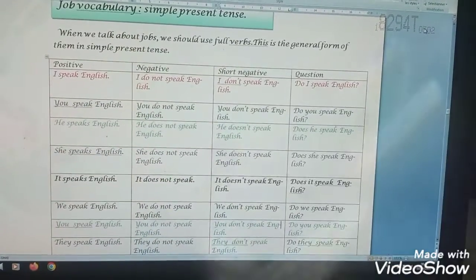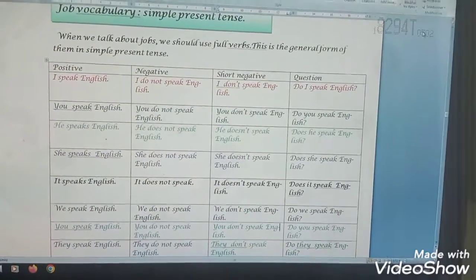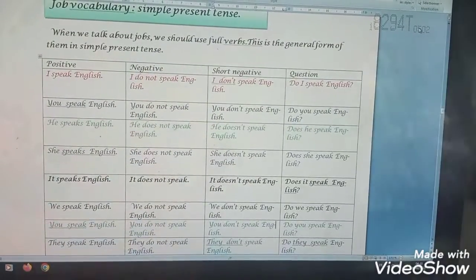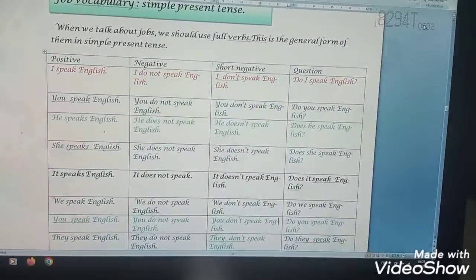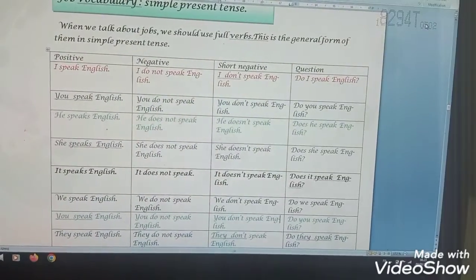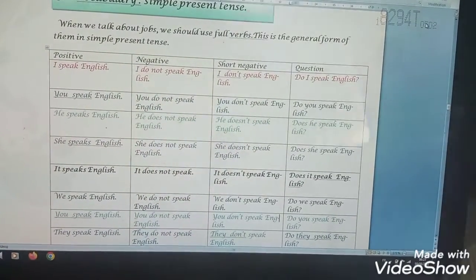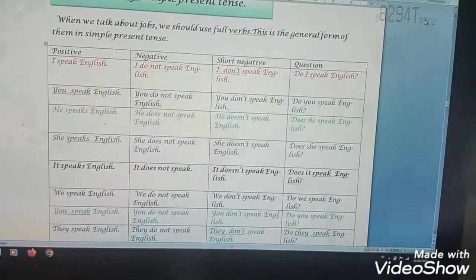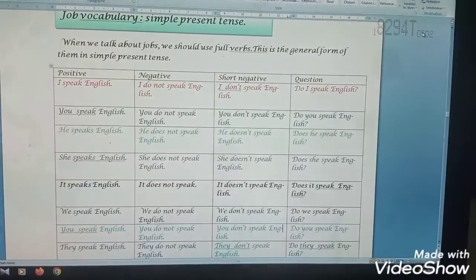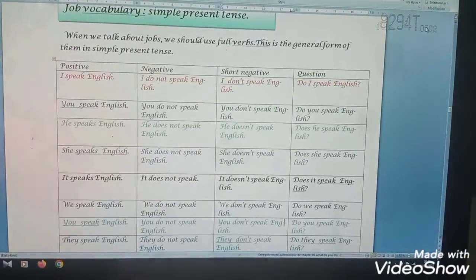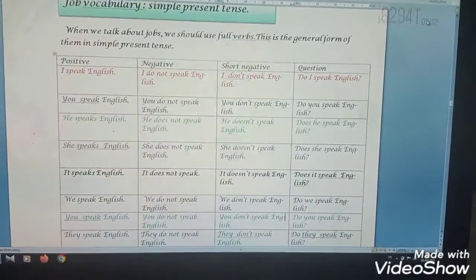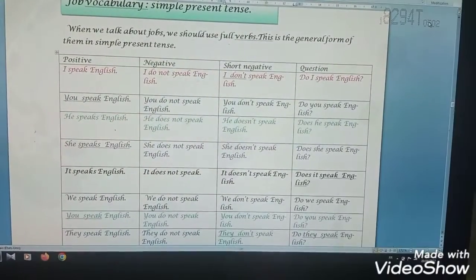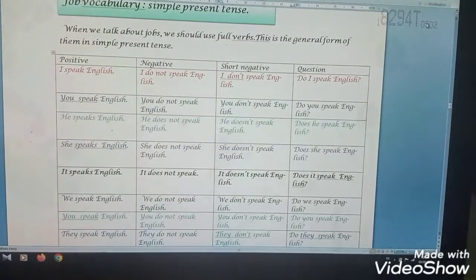So now job vocabulary. Simple present tense. When we talk about jobs, we should use full verbs. This is the general form of them in the simple present tense. Here we can use verb to be when I ask about job. For example, what is your job? My job is a teacher. And when I talk about job in general, we can use full verbs. What is your job? My job is a teacher. I teach, for example, students in a middle school.